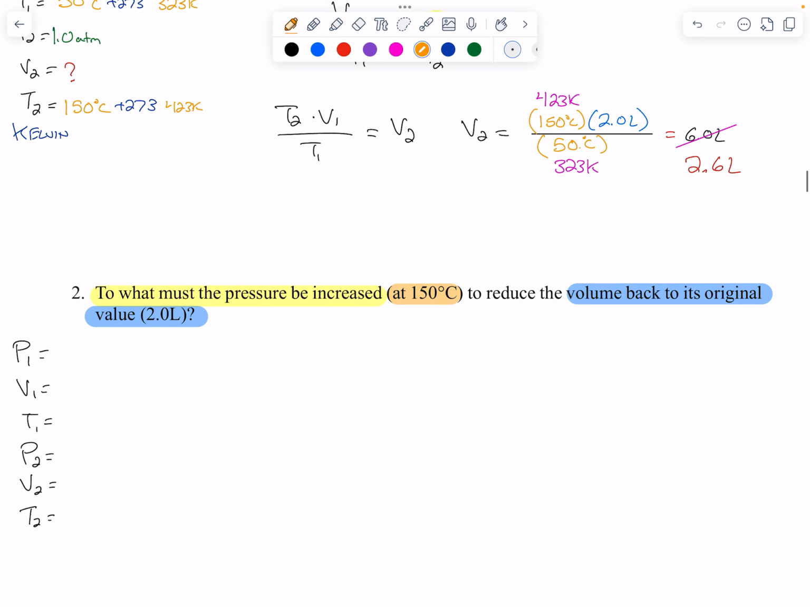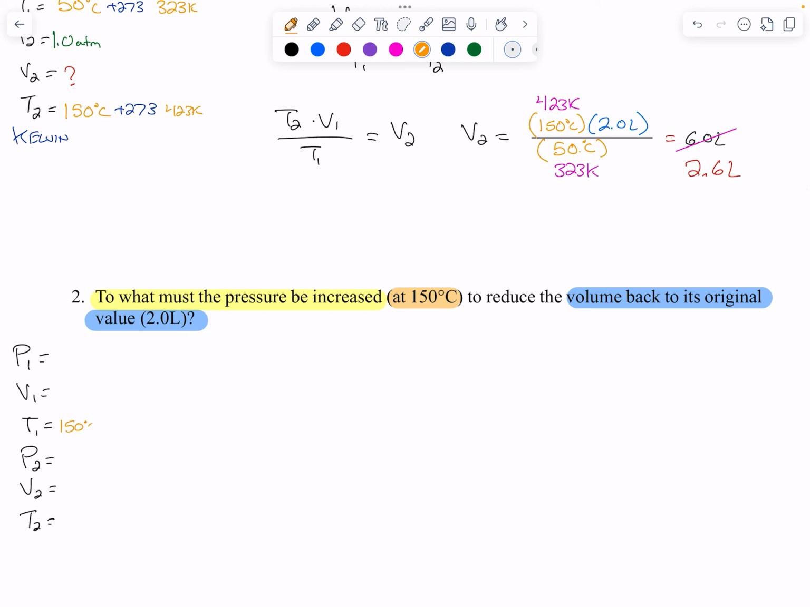Temperature is 150, or 423 Kelvin, and it's the same for both. So temperature is constant. Pressure: P1 was 1.0 atmosphere. I don't know P2. V1 is 2.6 liters, going to 2.0 liters.